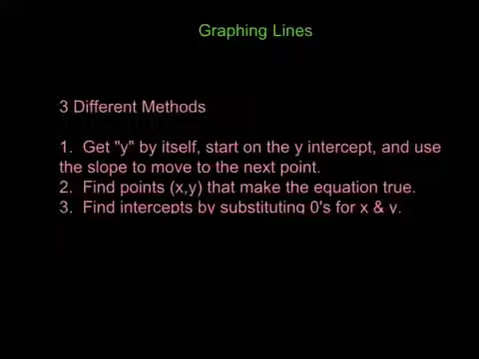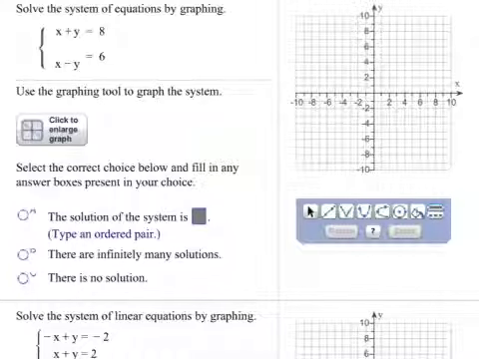So you'll use these 3 methods depending on what kind of equation you have and which one of these three methods will be the easiest for you to use. So I think for number 5, because both of these equations are very easy, I'm just going to find some points that would make these equations true. And I've got to graph these separately because these are two separate lines.